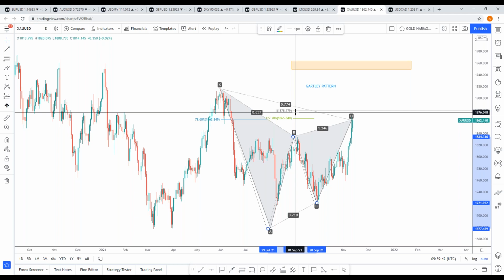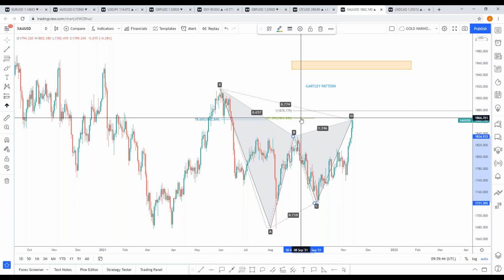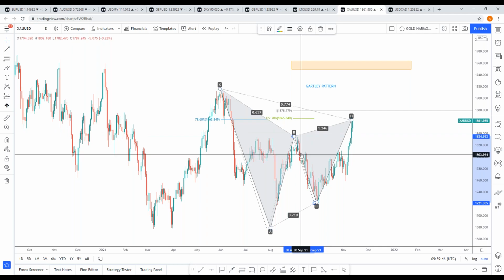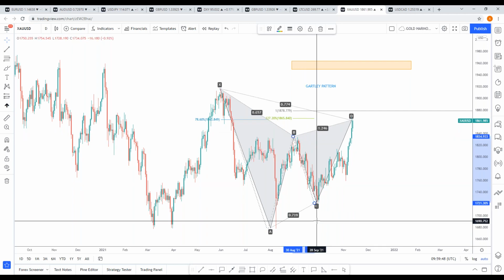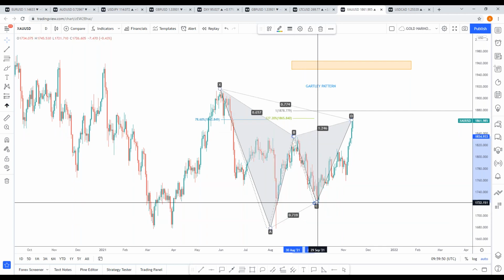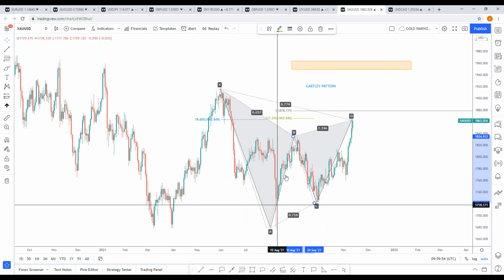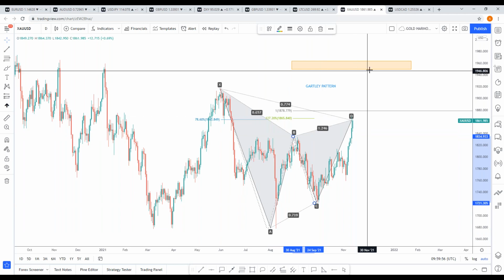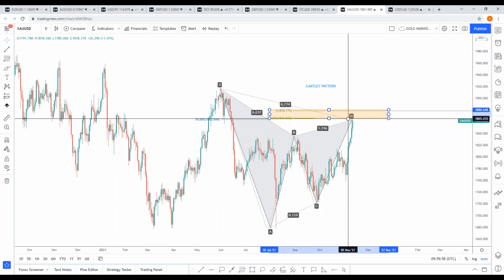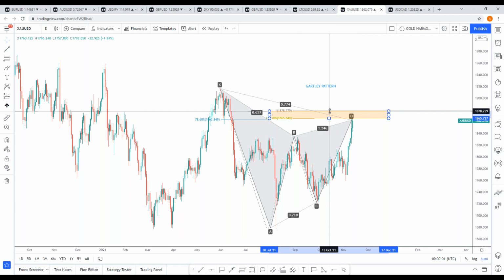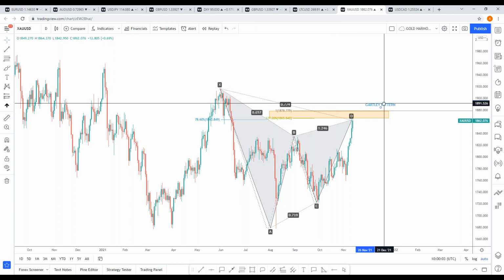Which is one of the rules for the Gartley pattern. And then we have a 1.272% Fibonacci extension from B to C. Look, we can all see that they're marked on this chart. So X, A, B, C, D. So within this area, we are looking at a potential reversal in gold, technically speaking, from the Gartley pattern.